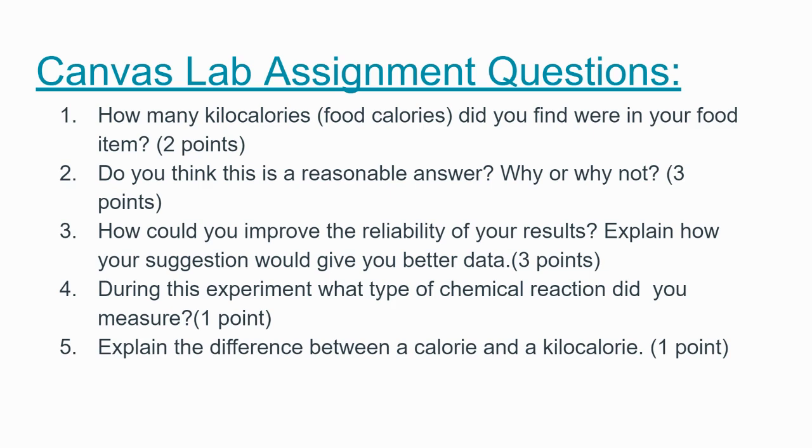And then this one, explain the difference between a calorie and a kilocalorie. So you should be able to do that from our notes. 1 kilocalorie is 1,000 calories. One of them is a 3 calorie, one of them is not.